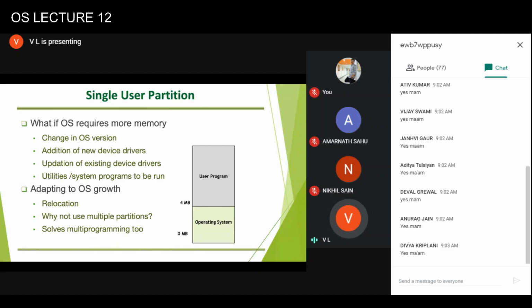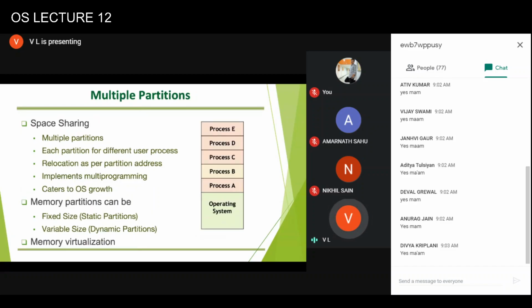Now, once we are doing the relocation, I can relocate one program to, let's say, 10 MB, and I can relocate another program to, let's say, 25 MB. So these two programs can exist in different parts of the memory. So why not use this as a solution to support multi-programming? This relocation will ensure that if I divide my memory into multiple partitions and relocate different programs to different partitions, then it will support multiprogramming. And at the same time, if the operating system is growing, then relocation also allows me to locate the user program to different partitions, and it will support operating system growth also. So relocation will solve both of these problems.